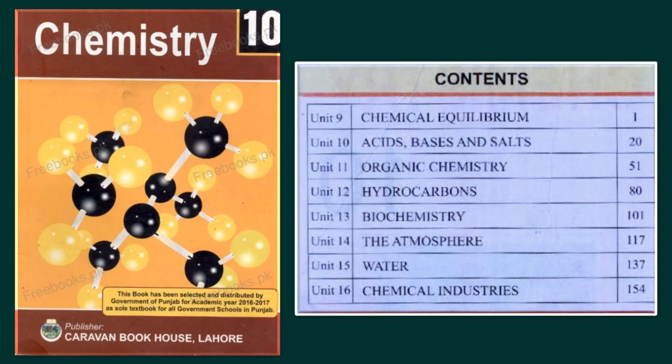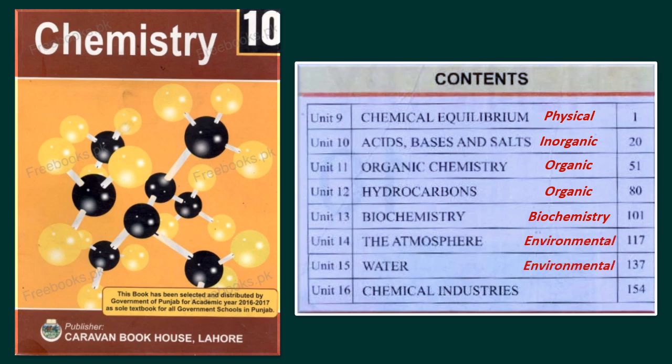Unit number 9 is from physical chemistry, unit number 10 is from inorganic, unit number 11 and 12 both from organic chemistry. Unit 13 itself indicates the branch name. Unit number 14 and 15 both from environmental chemistry, and the last unit is from industrial chemistry. So you are going to study 6 branches of chemistry in this book.